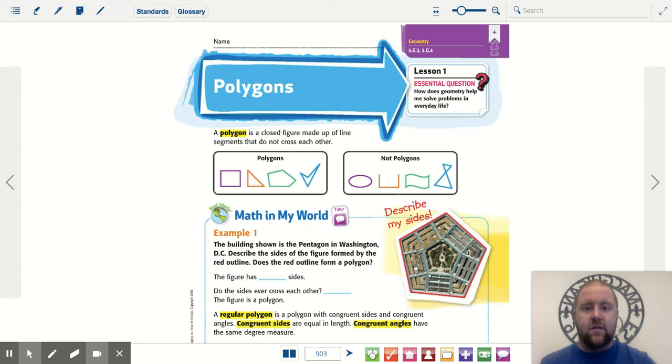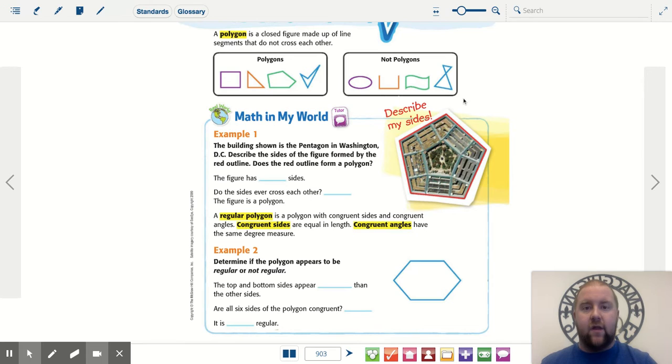Those are the biggest factors when we're determining what is a polygon and what is not. So by definition, it says a closed figure made up of line segments that do not cross one another. Okay, so when I scroll down a little bit on this page, it talks about some more definitions, some more vocabulary. We talk about a regular polygon, and a regular polygon means it has equal sides, or we call them congruent sides, and equal angles, or congruent angles. The word congruent just means equal or the same.